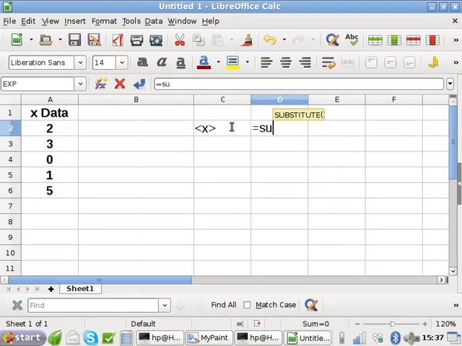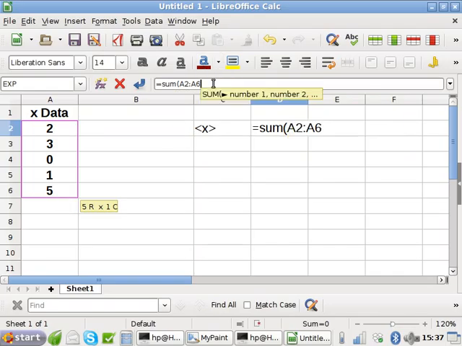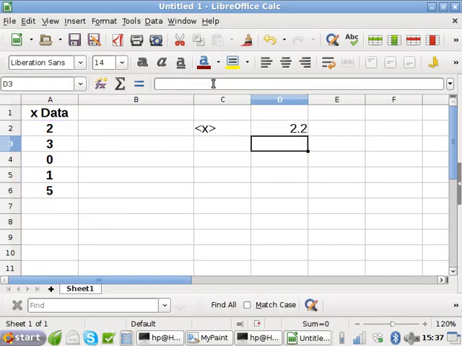Right. Sum. I forget to get the rule. There you go. Sum divided by 5. So did you get an average of 2.2? And then if you square this, you get this number squared, so you get 4.84.